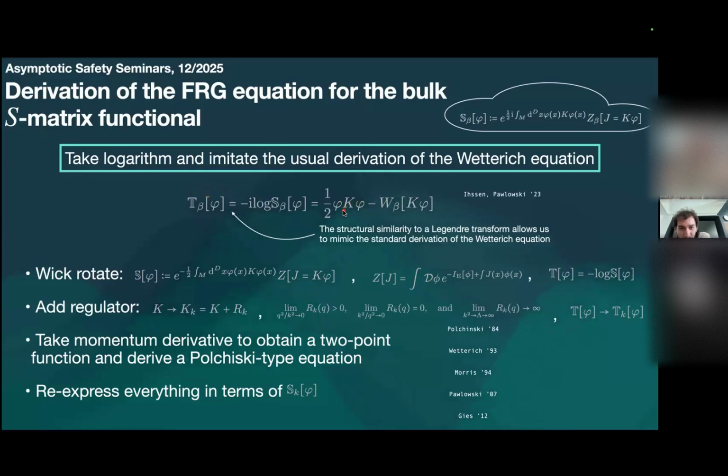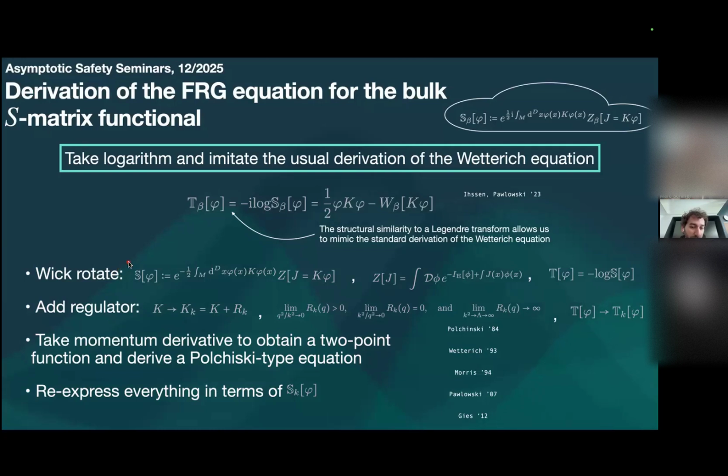You see from this expression that if k phi is j, well, if k phi was j, then this would look like some sort of Legendre transform in which I have something like a field times j minus w of j. And we can exploit this structural similarity with the effective action to basically mimic step by step the standard derivation of the Wetterich equation. So that's what we did. Let me just remind you of the usual steps to derive this equation.